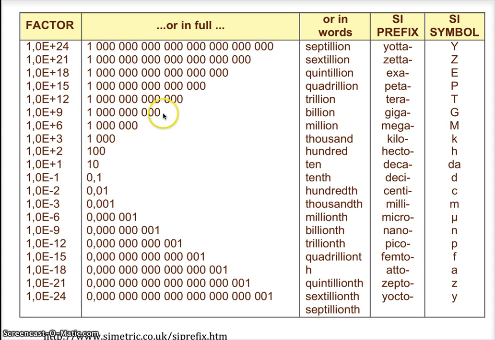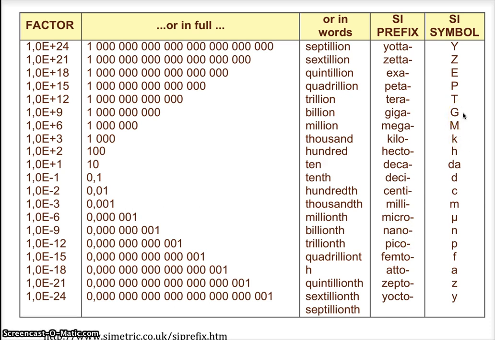So I'll just hold you accountable from positive 9 exponents to negative 9 of the exponents. Of course, you need to know what it is in numerical value, the exponential value, which is over here, as well as the SI prefix: giga, mega, kilo, hecto, deca, deci, centi, milli, micro, and nano. And you need to know what these symbols are.